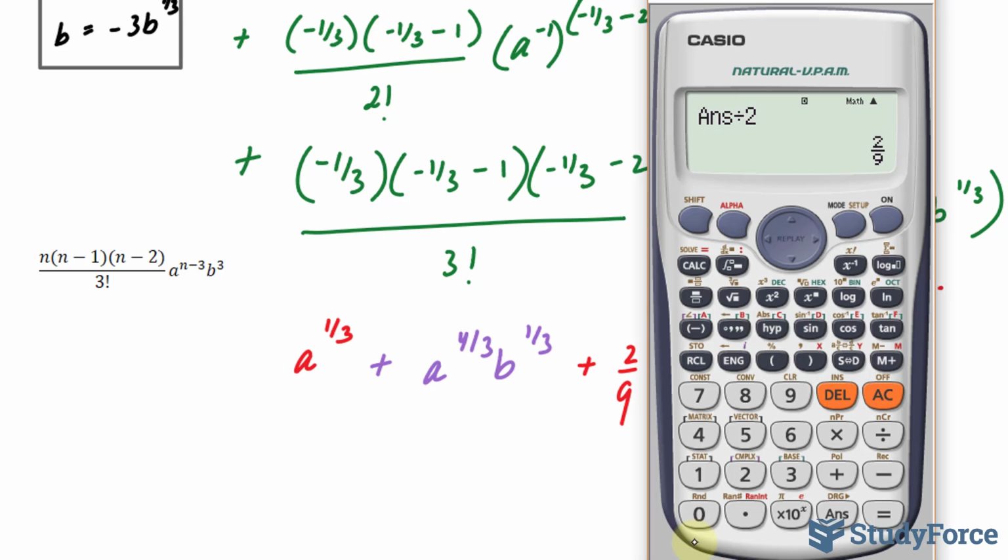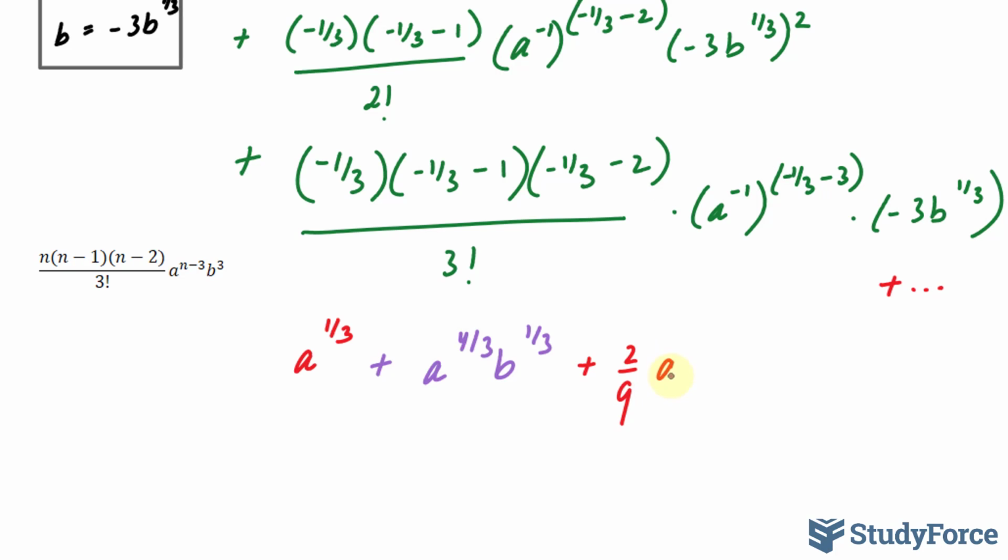Let's find out what that is equal to. Negative 1 over 3 minus 2. Using the power of a power rule, I'll multiply this by negative 1, and that gives me a to the power of 7 over 3. Finally, this part simplifies to negative 3 to the power of 2, which is positive 9, and b to the power of a third to the power of 2 is b to the power of 2 over 3. The 9's cancel out, leaving us with the final expression shown here.